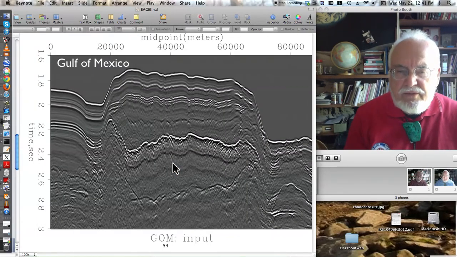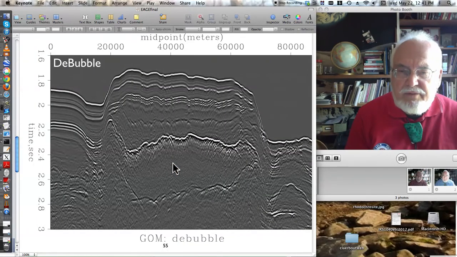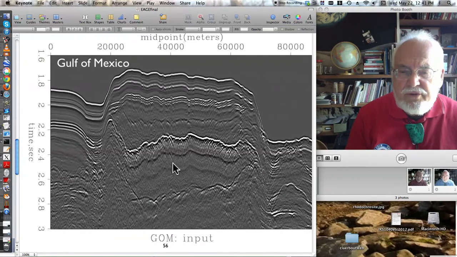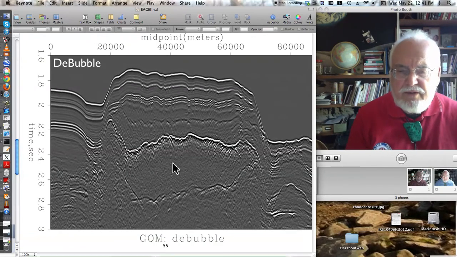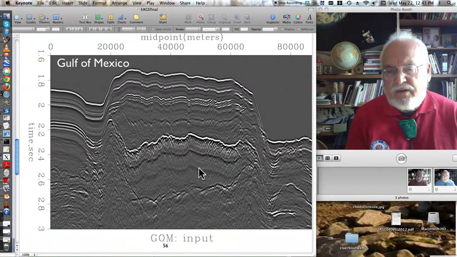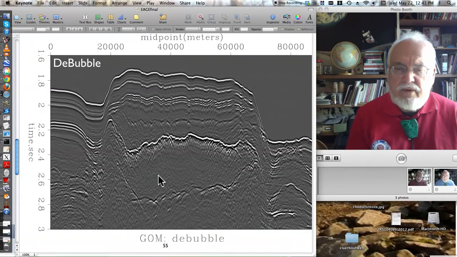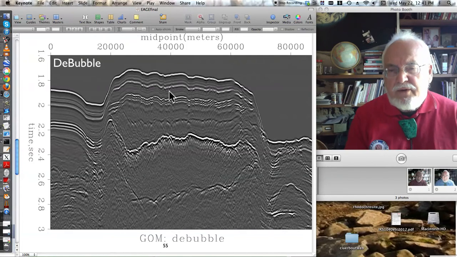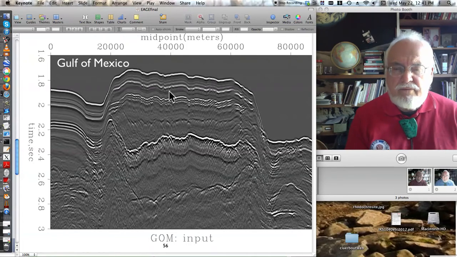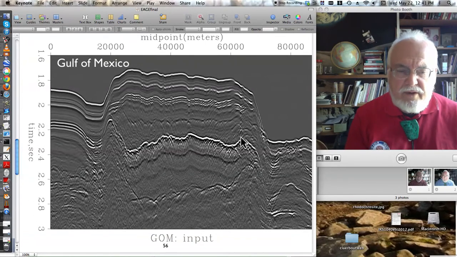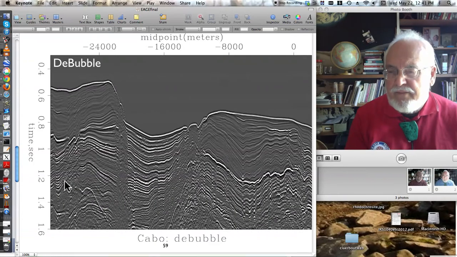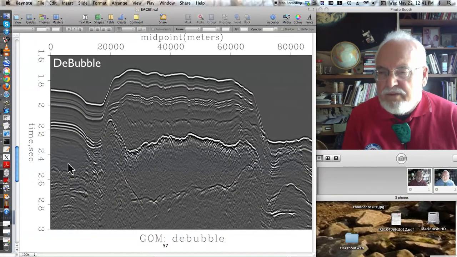Okay, so here's some Gulf of Mexico data, and here it is after debubbling. That is just dividing by the A to the C. And I want to show you this: where the cursor is now, there are lots of bubbles in the salt layer. There are also bubbles up here in the shallower section. Very easy to see. Look, this black thing along here, and there are bubbles on both sides.